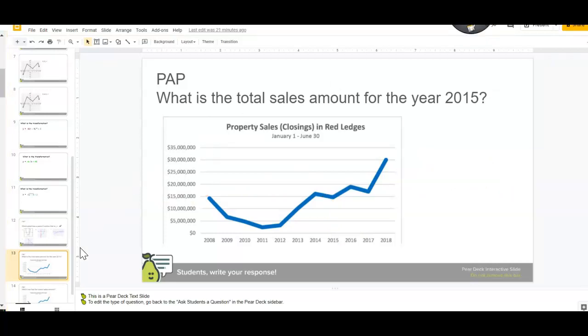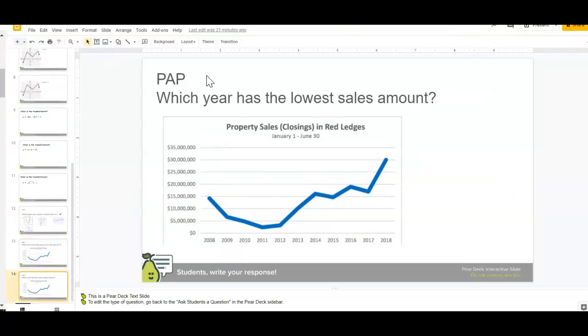Okay. Last one. Which year has the lowest sales amount? So you look at the sales amount and which year has the lowest sales amount. So on the graph, look for the lowest point, as this point corresponds to the lowest sales amount. So what is the corresponding x value for this point? Which year on the x-axis? So go down from this point to touch the x-axis. You'll see it touches 2011. So for the year 2011, the sales amount is the lowest.